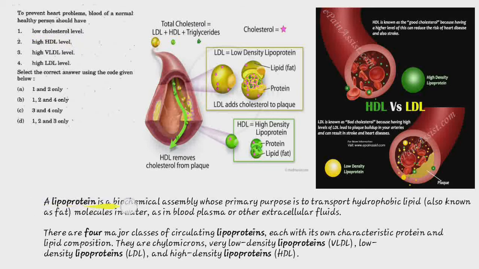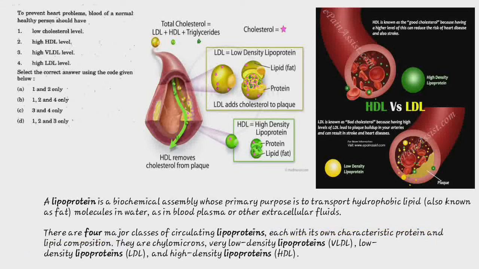So lipoprotein is a biochemical assembly whose primary purpose is to transport hydrophobic lipid, also known as fat. So generally we use the term lipid for the fat molecules in water, as in blood, plasma or other extracellular fluid. So you now know what is the function of a lipoprotein. Now, there are 4 major classes of circulating lipoproteins, each with its own characteristic proteins and lipid composition.